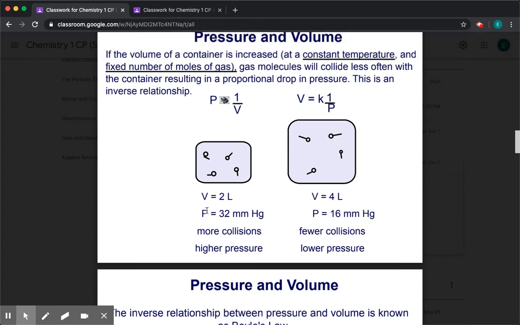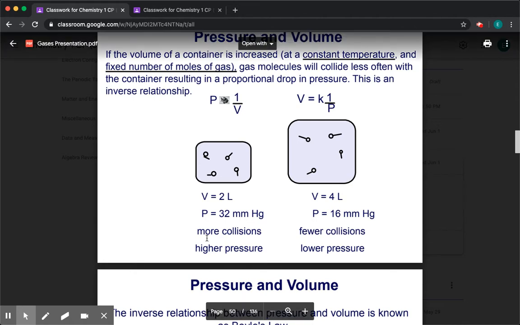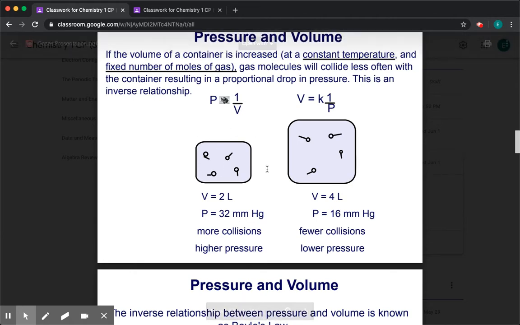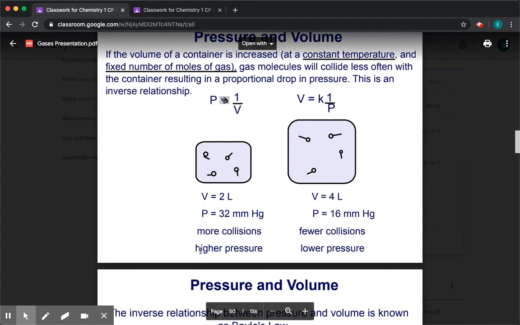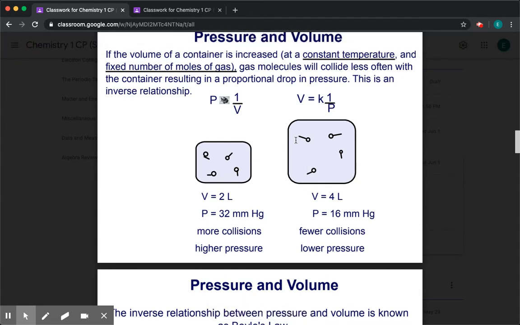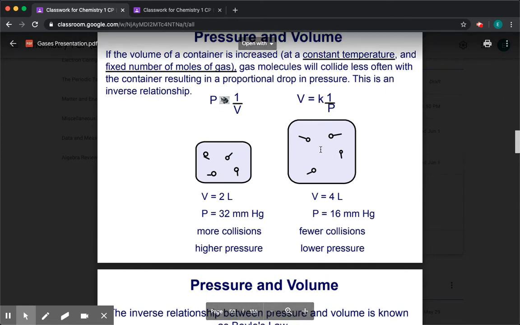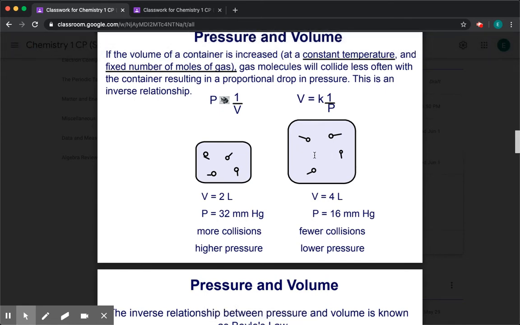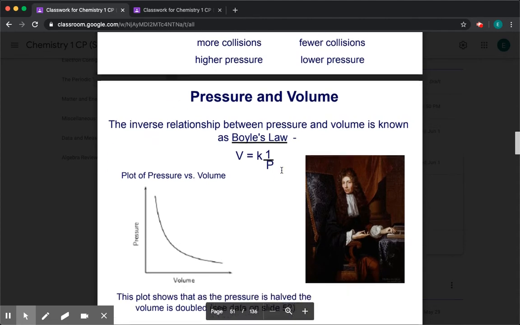pressure has to do with the collisions. Since this container is smaller, the molecules are going to run into the walls more often. So they're going to be colliding with the walls more, and that means you get a higher pressure. If you make the container bigger, you're going to have fewer collisions on the wall, which is going to give you a lower pressure. So that is Boyle's law.